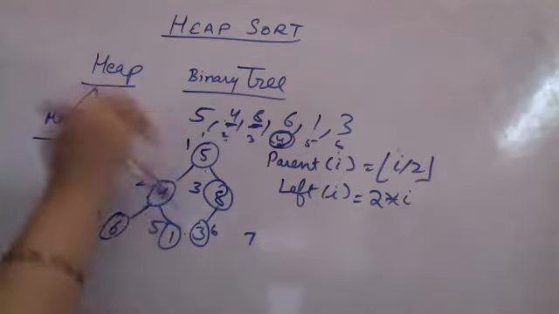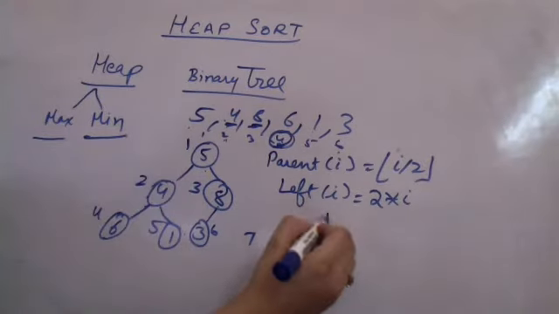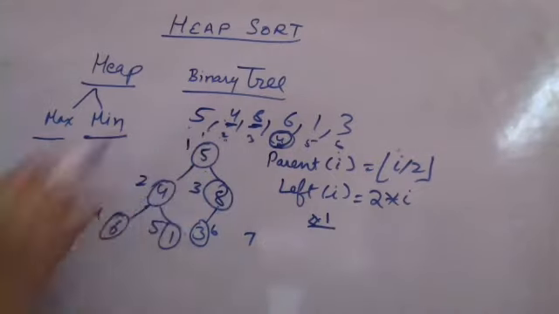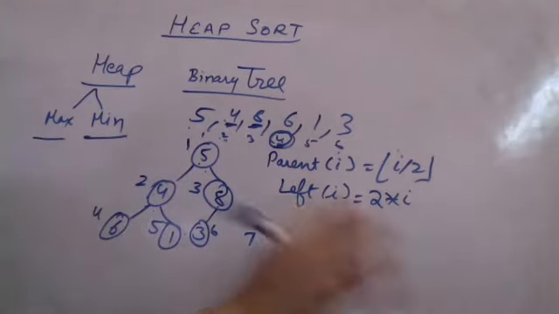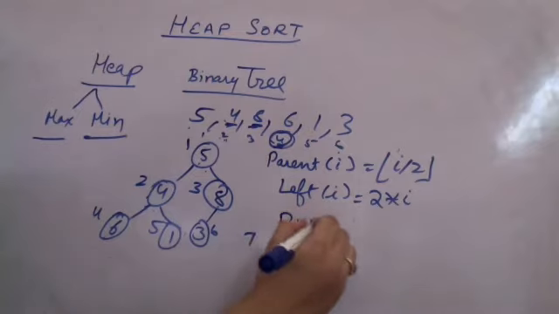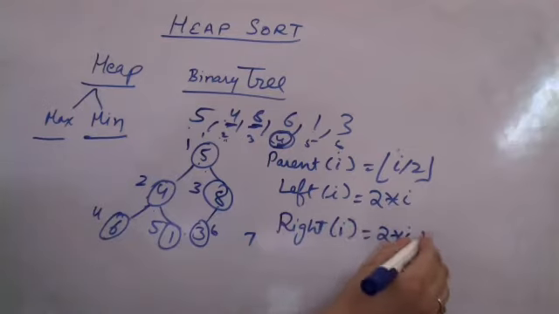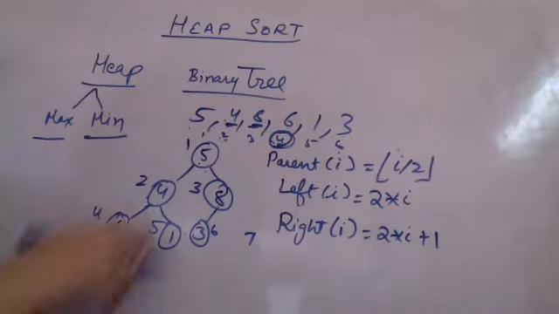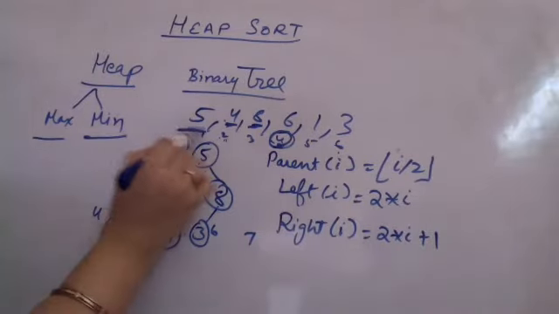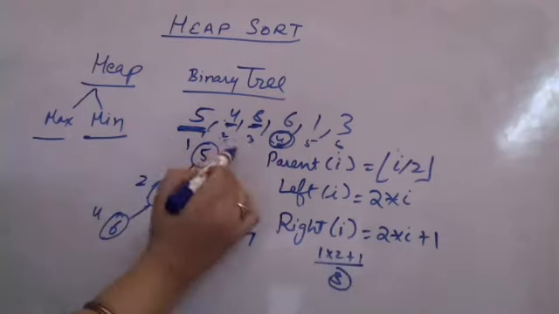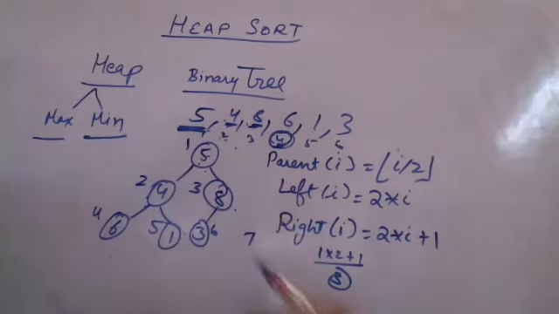Supposedly I want to find the left child of 5. 5 is at location 1. So 2 into 1 gives me location 4. Location of second element, which is 4. 4 is the left child of 5. Similarly, if I want to find the right child of I, it is found by 2 multiplied by I plus 1. So right child of I can be found by 2 multiplied by I plus 1. अगर मुझे 5 का right child निकालना है, that means 1 into 2 plus 1 gives me location 3. Third location is 8. 8 is the right child of 5.